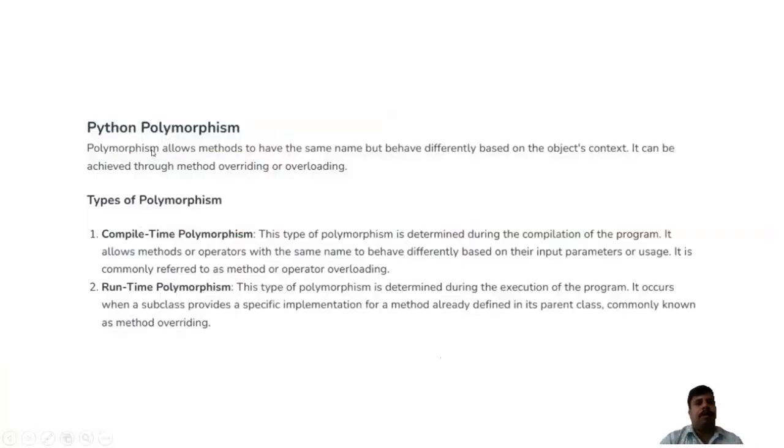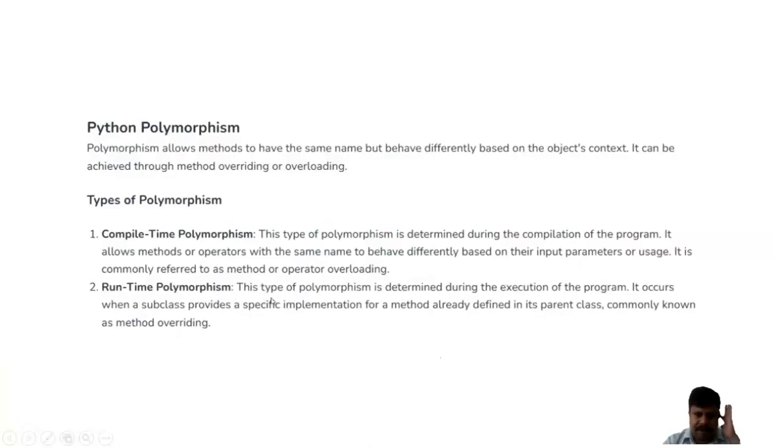Next, what is polymorphism? Polymorphism allows methods to have the same name but behave differently based on the object's context. It can be achieved through method overriding or overloading. Types of polymorphism: there are two types, compile time polymorphism and runtime polymorphism. Compile time polymorphism is determined during the compilation of the program. It allows methods or operators with the same name to behave differently based on their input parameters or usage. It is commonly referred to as method or operator overloading.